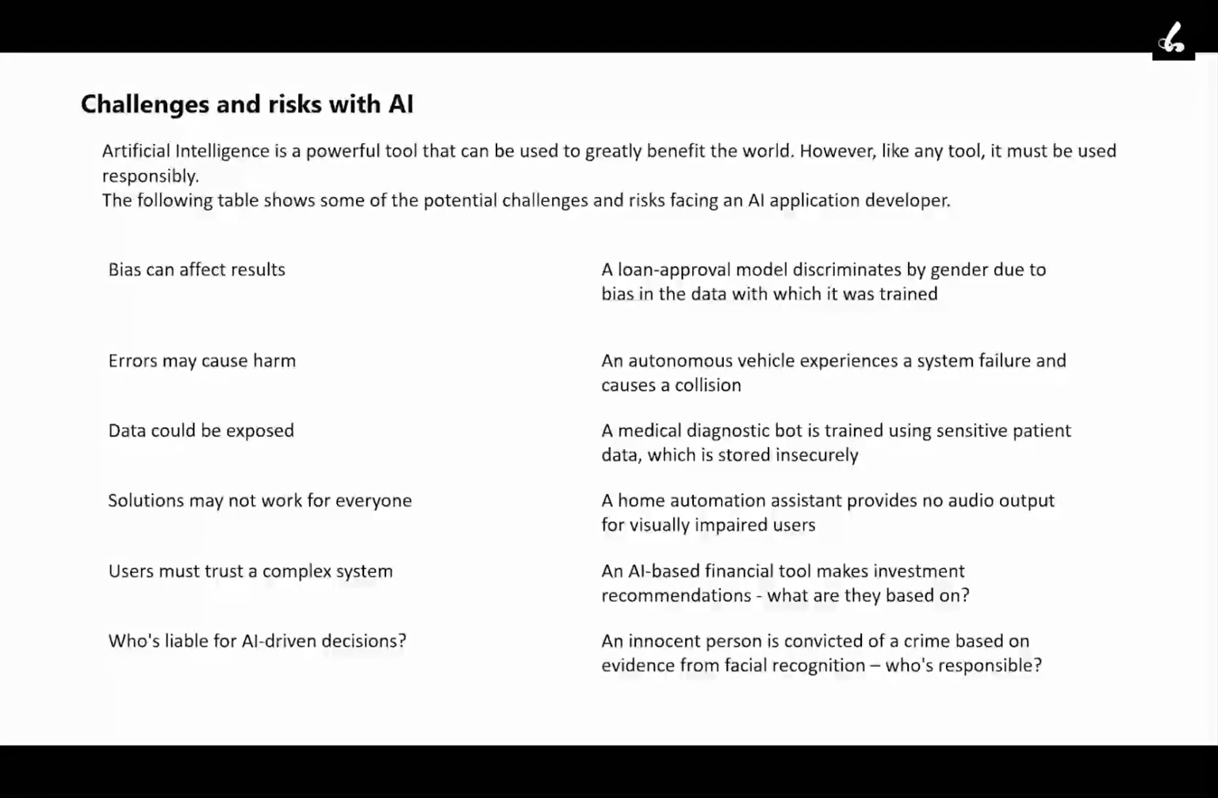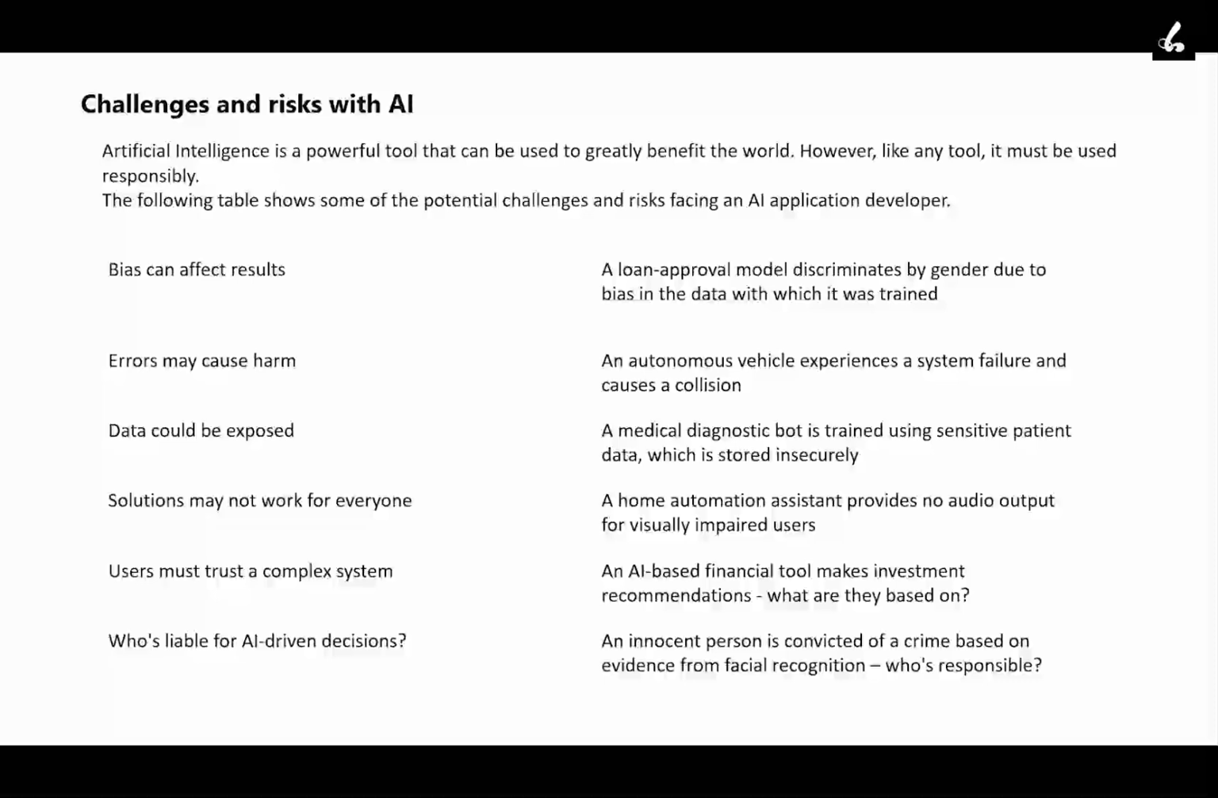So now, just talking about those things, artificial intelligence is a powerful tool that can be used to greatly benefit the world, the humans, and everyone. However, like any tool, it must be used responsibly. As we have discussed the example of atomic energy in a demo session, similarly, AI also has positive and negative sides. So what can be the potential challenges and risks facing an AI application developer?